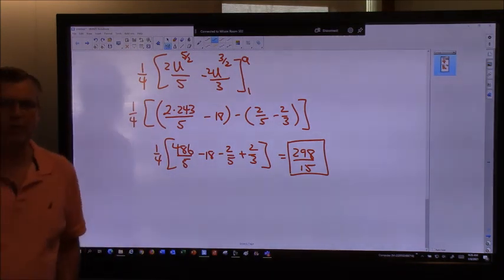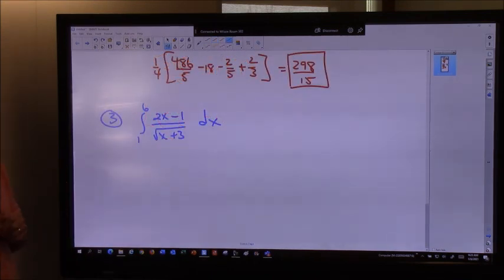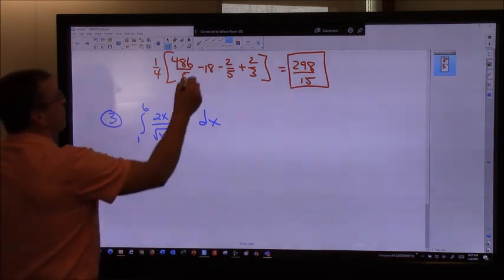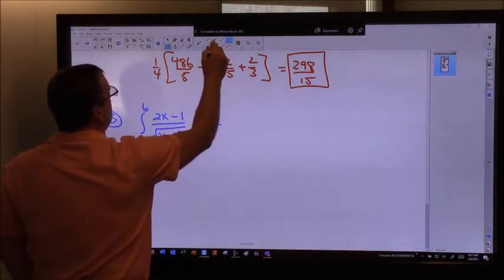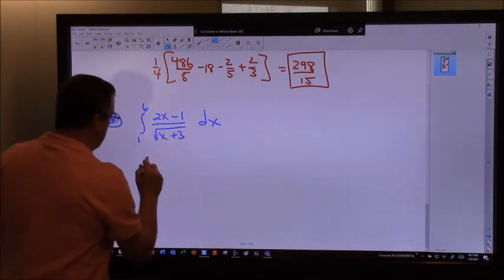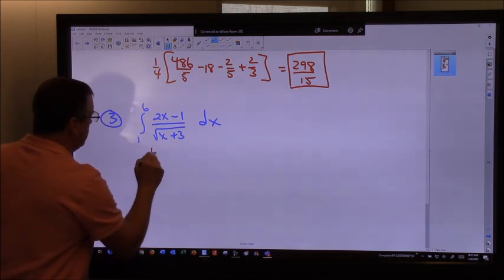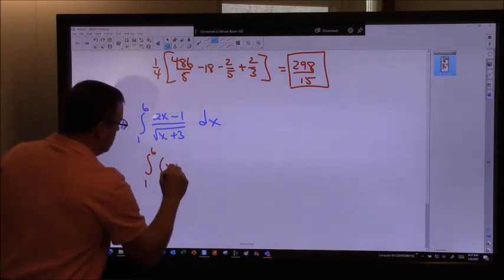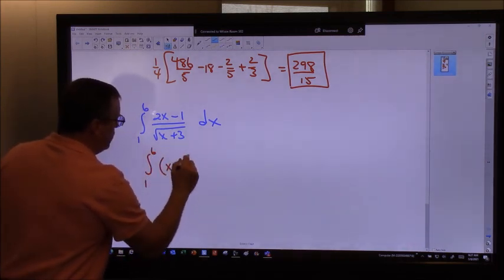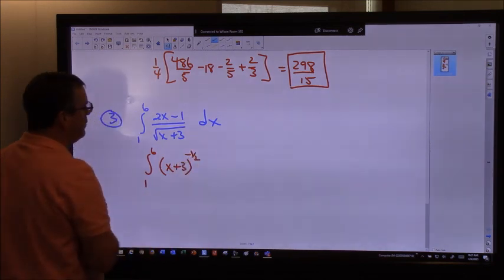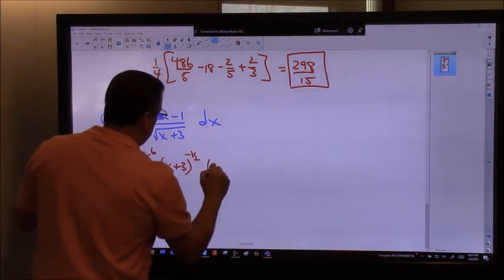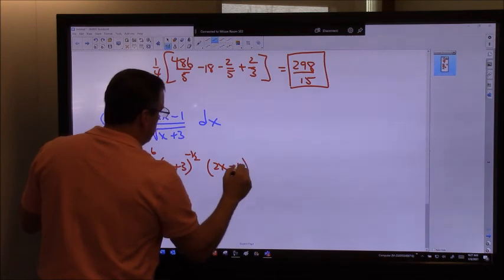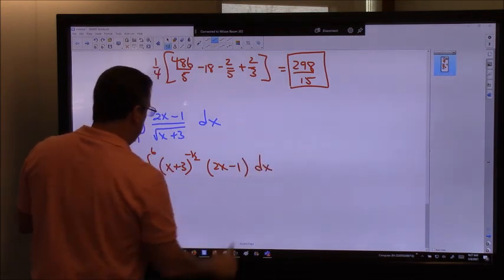All right, let's try one more. All right, you guys go ahead and see if you can do this one. All right, so let's see. First thing I'm thinking here is let's rewrite this. So I've got the integral from 1 to 6 of x plus 3 raised to the negative 1/2. And then here I've got 2x minus 1 and then dx.